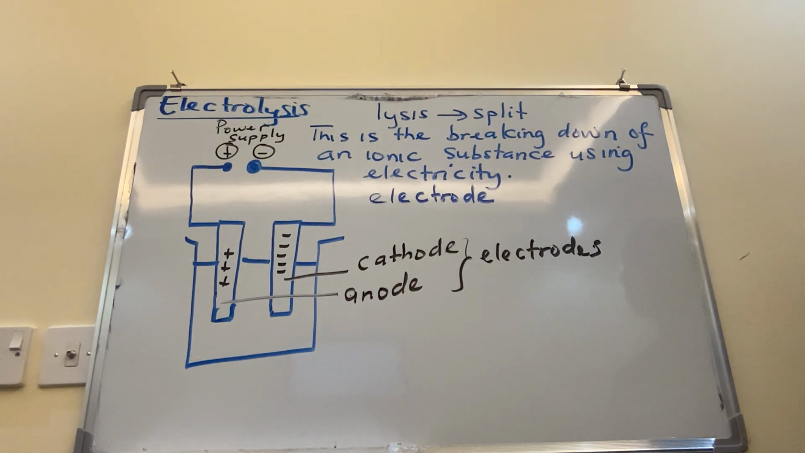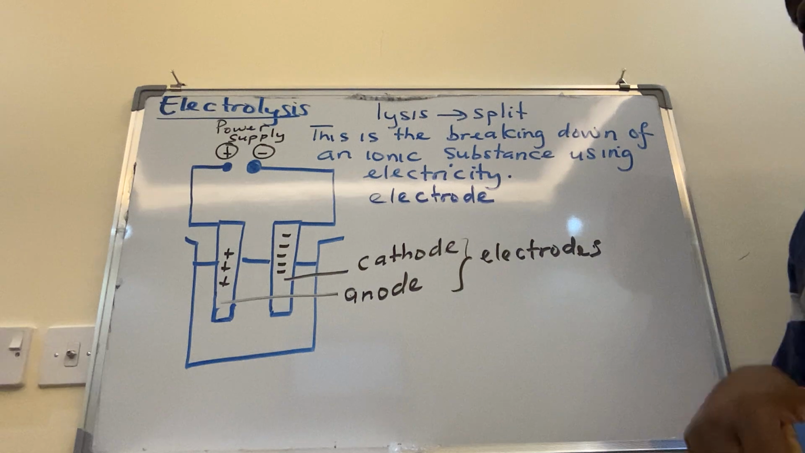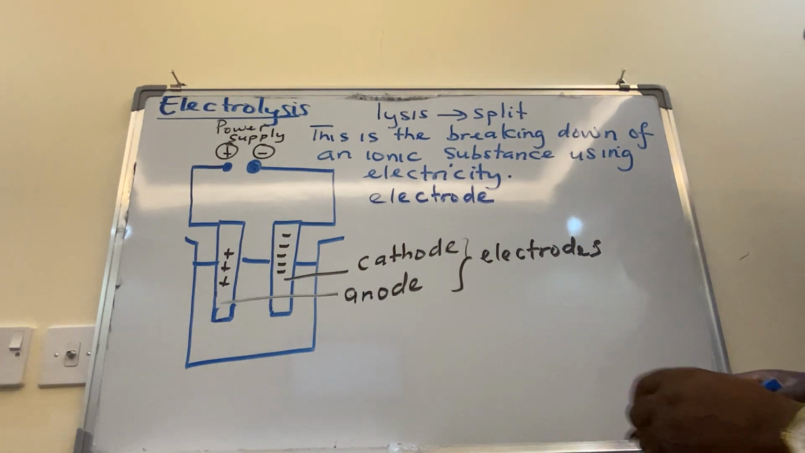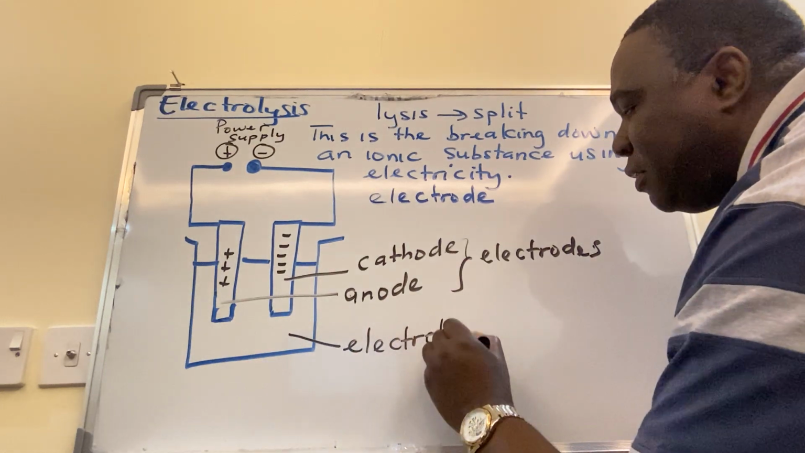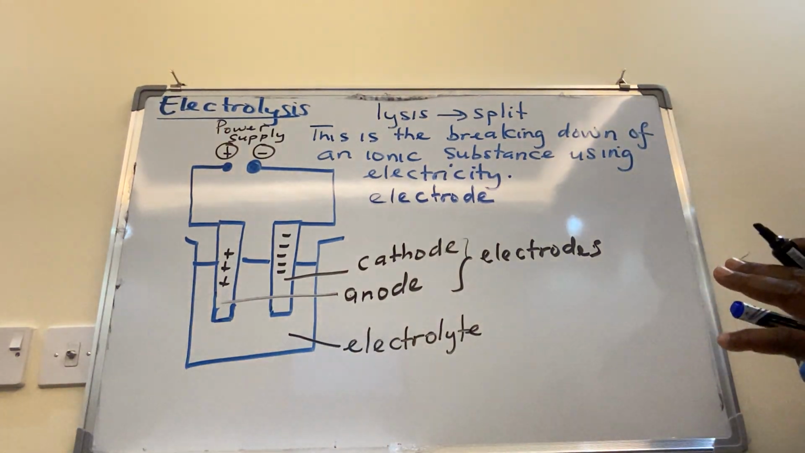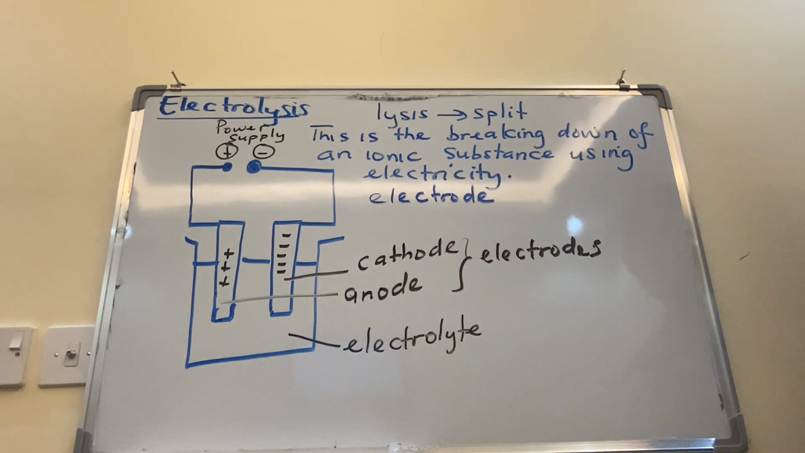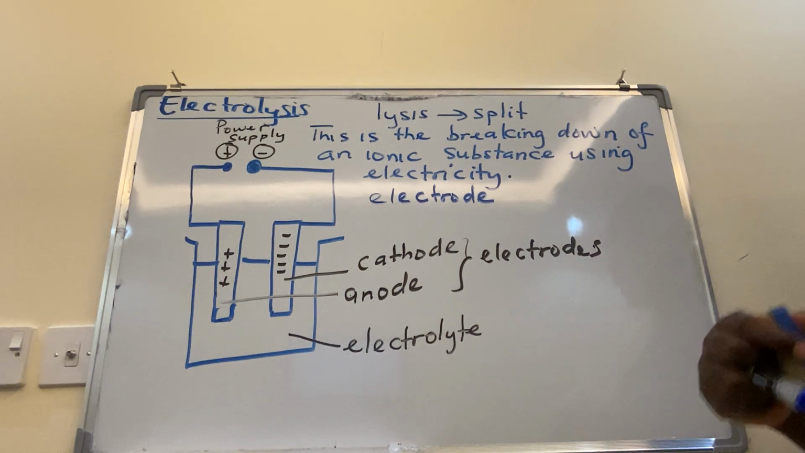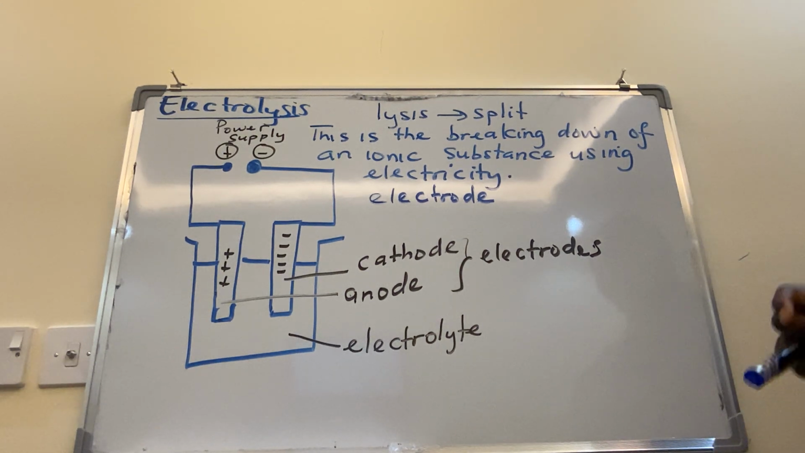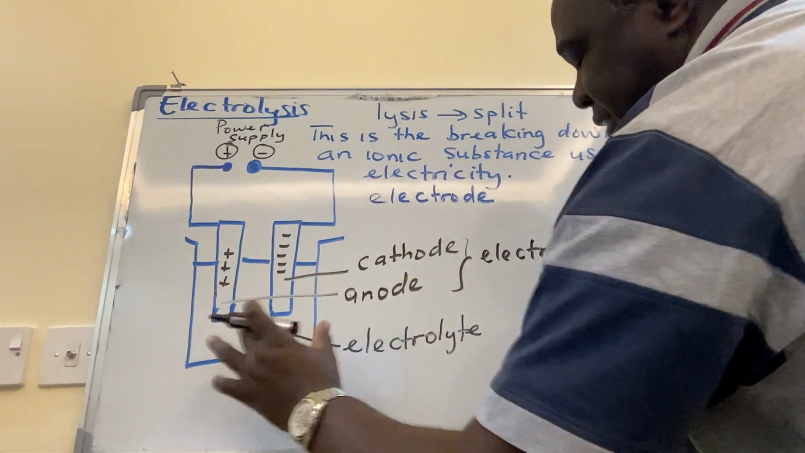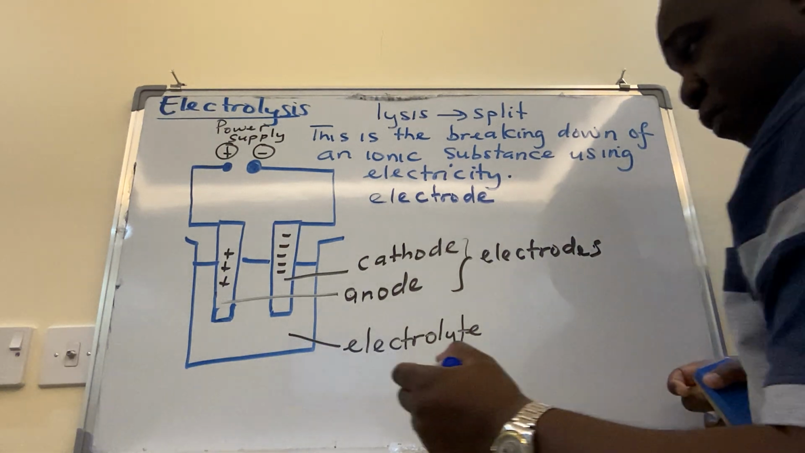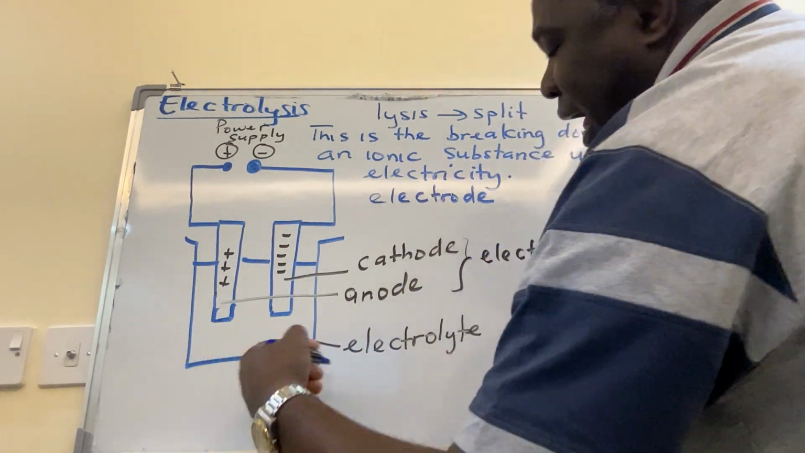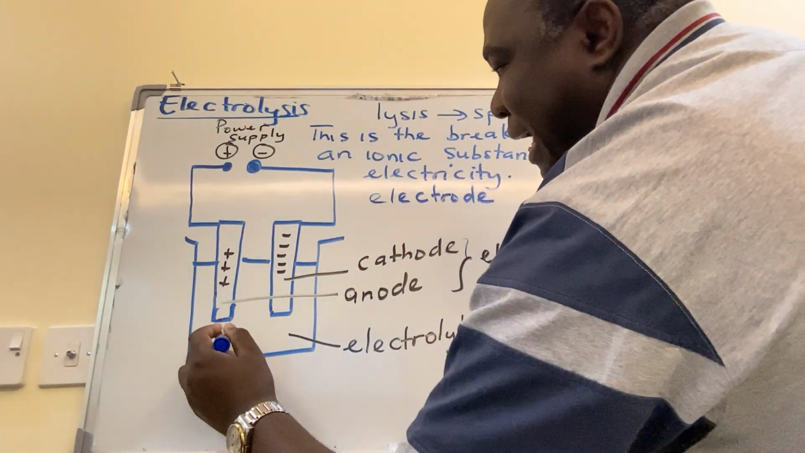Now we have the liquid, the liquid or the compound which we are going to break down. This one we are going to call electrolyte. The substance that we are going to break down, we're going to call it electrolyte. Cathode, anode, electrolyte, electrode. Now when you look at what is happening inside here, we are going to have an ionic substance. I'll just take an example of lead bromide.